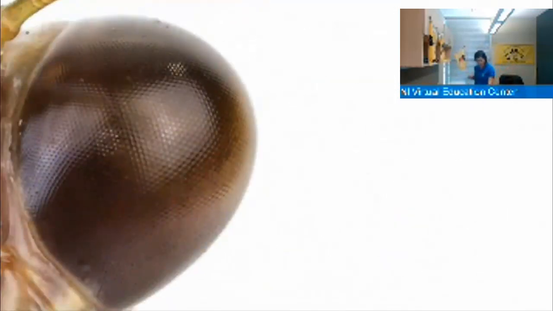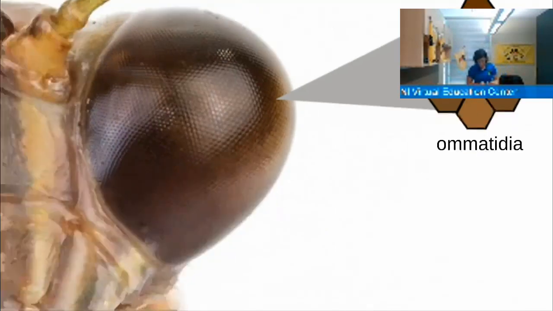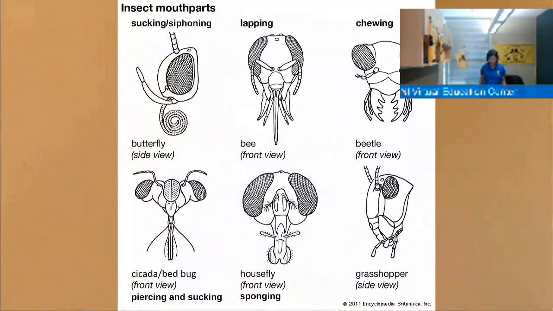Now, they also have compound eyes that are formed by units, each one of these is what we call an ommatidium. Each one of these forms part of the image. So they see like a mosaic. They also see colors. Okay? And attention, very important to know here. Different insects' mouth parts. It's important to know the mouth parts of the majority of insects. In your training guide, there is also a specification for the majority of the insects.